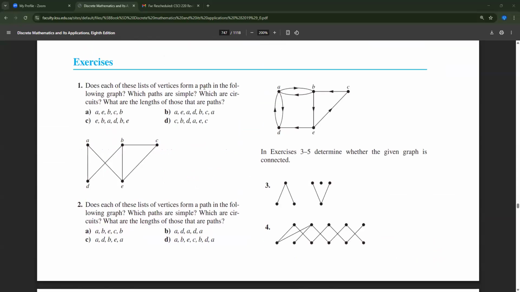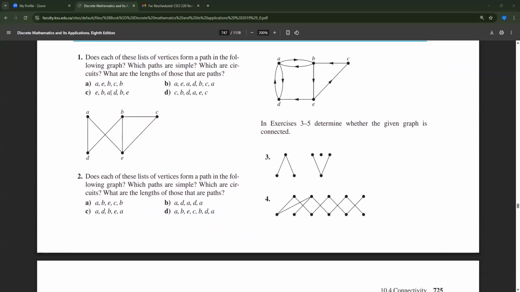These list the vertices from a path in the following graphs, which are simple. Do each of the lists of vertices form a path in the following graph? Which paths are simple? Which are circuits? Circuits, I think, are where you could go from the start to the end. So is this a circuit right here, with E, B, A? So you start at E, you go to B, you can't go to A. It's annoying. So this isn't one. I can't do that.